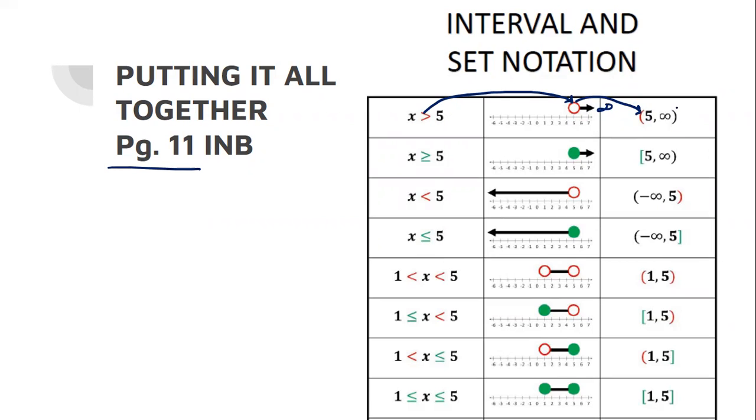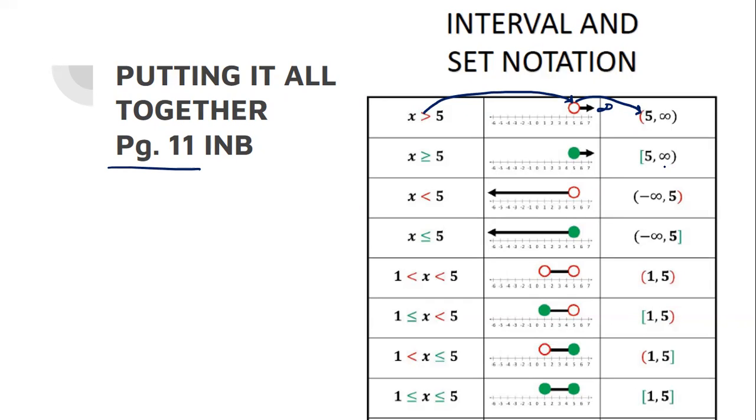Because I'm going on forever, I can't be contained, right? So parentheses are always going to go with infinity. The difference from here to here is that instead of being strictly greater than, I'm now greater than or equal to. So now my circle is closed, and instead of a parenthesis, I now have a bracket. But do I have an ending as I keep increasing? No, I have no ending in sight.